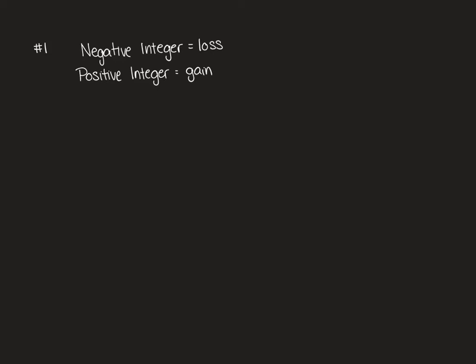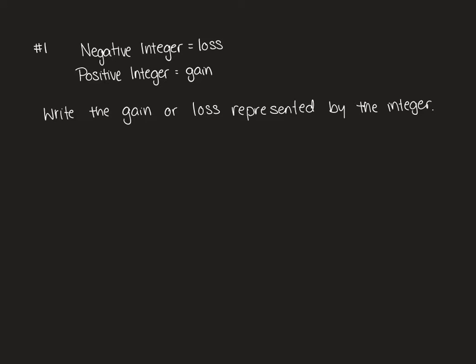They are telling you that a negative integer is like a loss, and a positive integer is like a gain. They're going to ask you to write the gain or loss represented by the integer. So in the first example, A, where they give us -6, negative is a loss, so we would write loss of, and then our number 6. So if it's positive, it will be a gain of blank, negative, loss of blank.